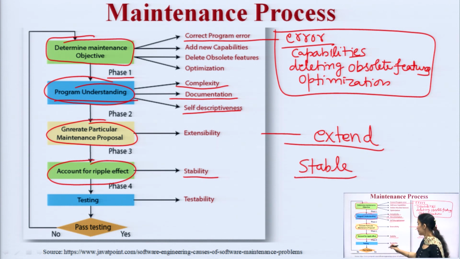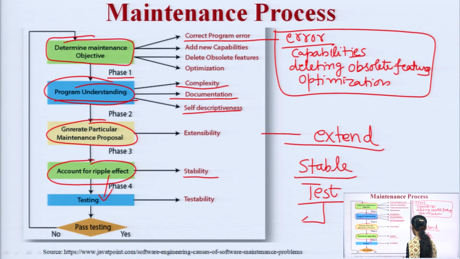Then I will test it as per the changes done in these previous phases, as per changes done in the maintenance objectives that I have determined. So, here I will test it, and then if it passes the testing, that means okay, the maintenance is over, means it is correcting the errors and accepting the new changes.